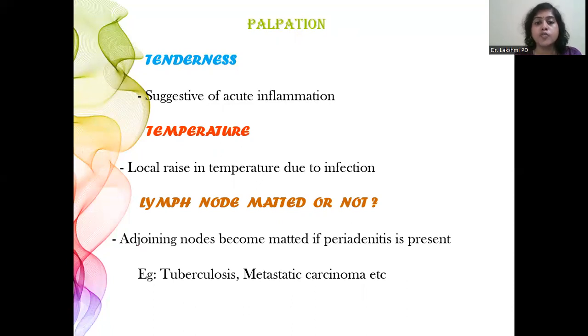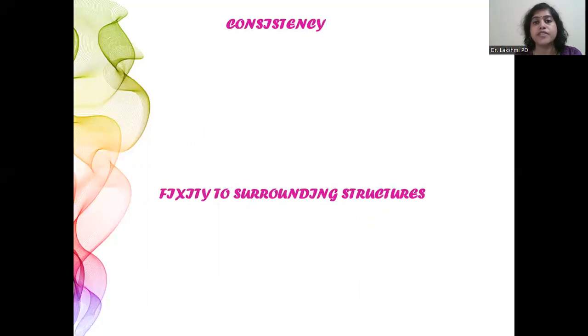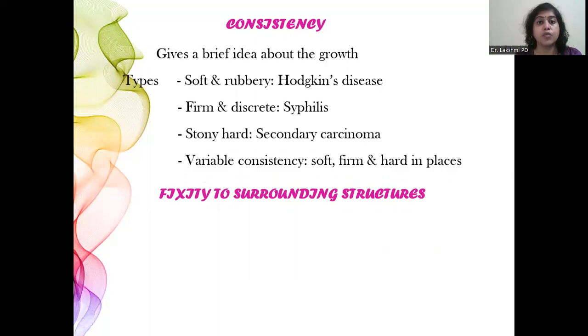So adjoining nodes becoming matted, if there is periadenitis present, that's very pathognomonic of tuberculosis. However, in metastatic carcinoma also, you'll be able to see lymph node matting. The next 2 points are very important. One is your consistency and the other one is your fixity to your surrounding structures. Consistency is nothing but what you feel when you palpate those lymph nodes. Here again, few diseases have pathognomonic consistencies of your palpable lymph nodes. Like in Hodgkin's disease, it's always soft and rubbery.